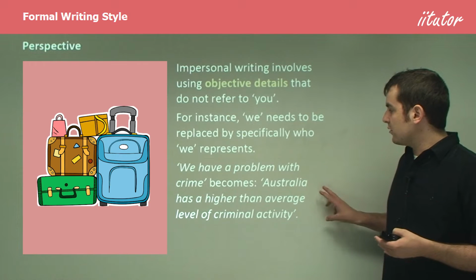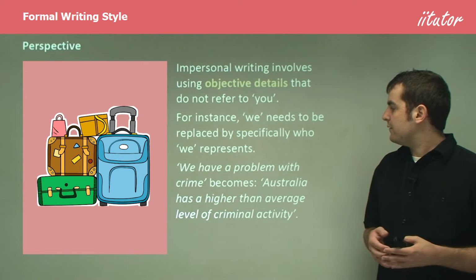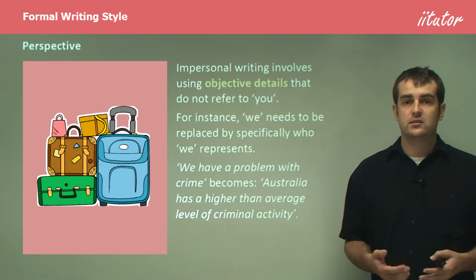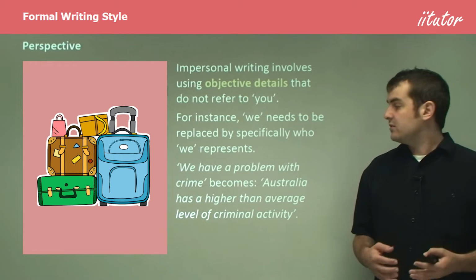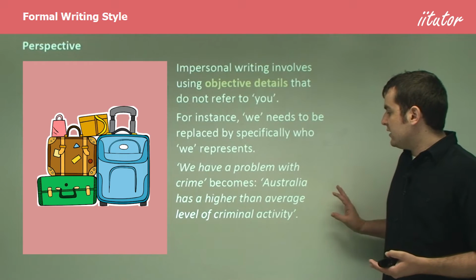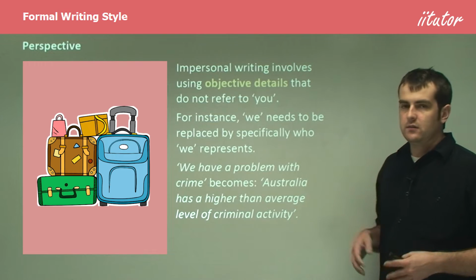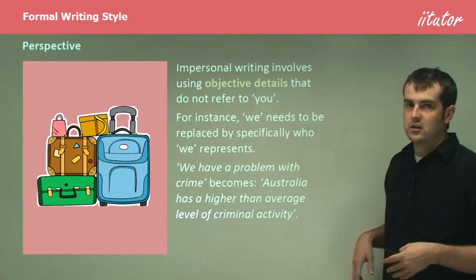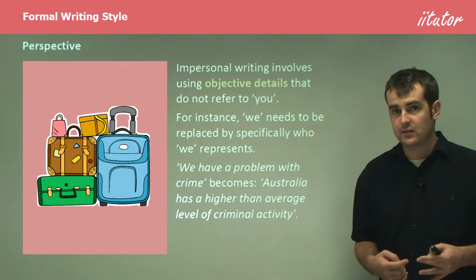But it has a lot more authority than if you just say "we have a problem with crime," because with that statement, the first question anyone's going to ask is: who says? Who says that? Where? Who's "we"? Whereas if you say "Australia has a higher than average level of criminal activity," that shows you've got a little bit more authority, that you're saying it's higher than average. So there's obviously some research that's gone into that.